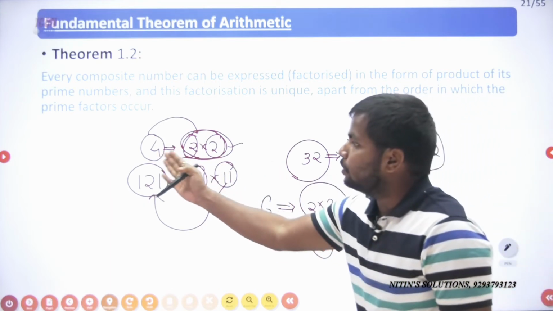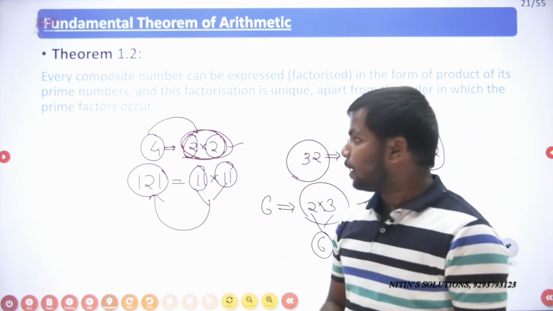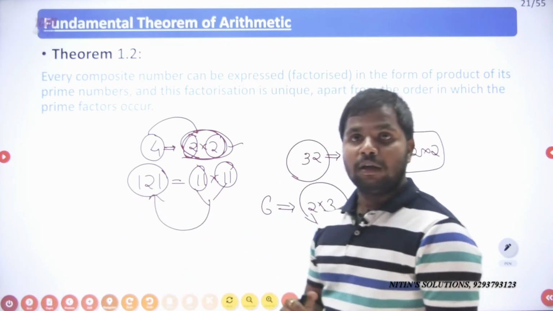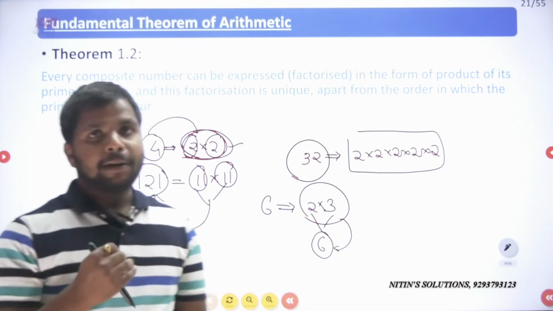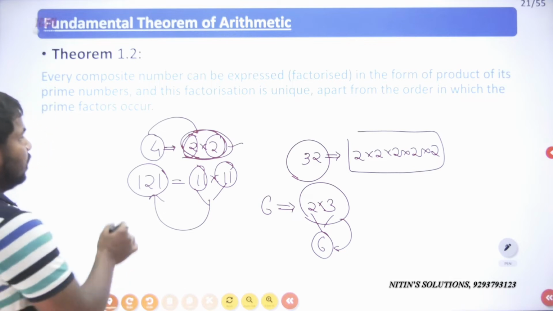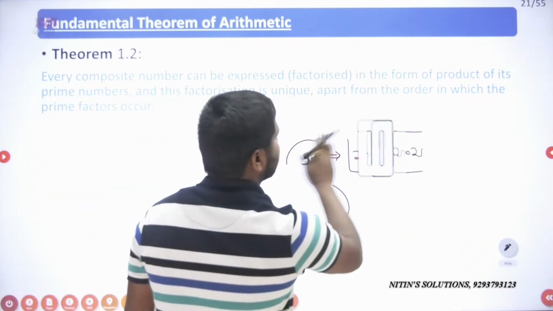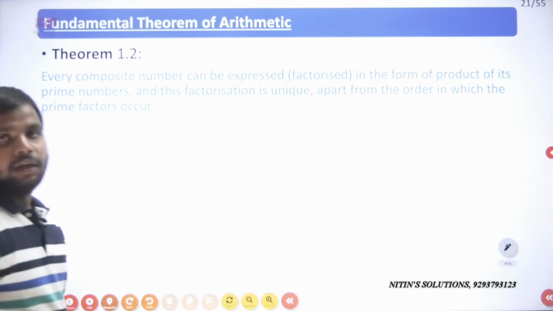So in the same way, a composite number is expressed in the form of product of primes. 121 is a composite number which is also expressed in the form of what? Product of the prime numbers. Clear? Now the composite numbers can be expressed as a product of prime numbers in a unique way.